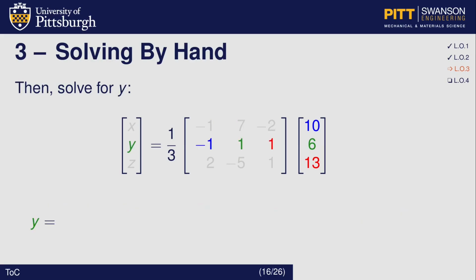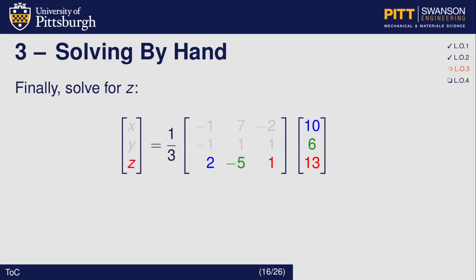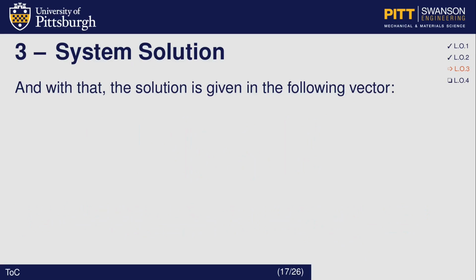y is equal to (-1 times 10 plus 1 times 6 plus 1 times 13) all divided by 3, which is equal to (-10 plus 6 plus 13) all divided by 3, which is equal to 9 divided by 3, which is equal to 3. And z is equal to (2 times 10 plus -5 times 6 plus 1 times 13) all divided by 3, which is equal to (20 plus -30 plus 13) all divided by 3, which is equal to 3 divided by 3, which is equal to 1. And with that, the solution is given in the following vector. [x y z] is equal to [2, 3, 1].